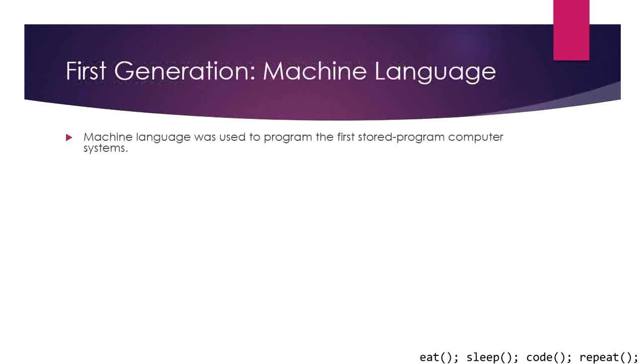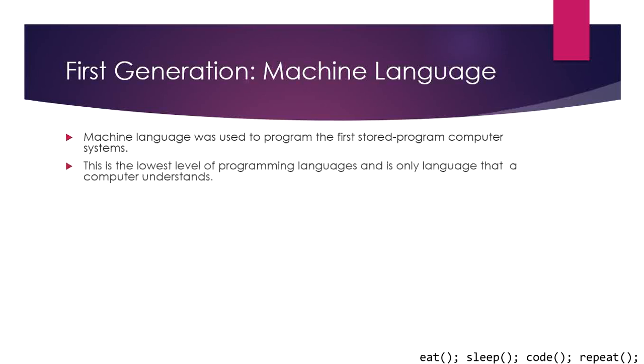Let's start with the first generation, that is machine language. Of course, the word suggests it is a machine language. Of course, every language is a machine language, but this is specifically a machine language which uses binary. Okay, that is just 0 and 1. So machine languages were used to program the first stored program computer systems. Okay, it is the first program which is stored on a computer system. So we have machine language.